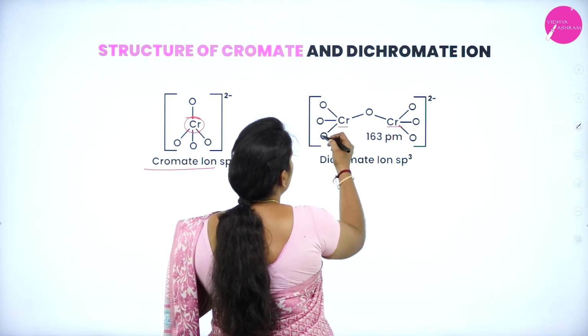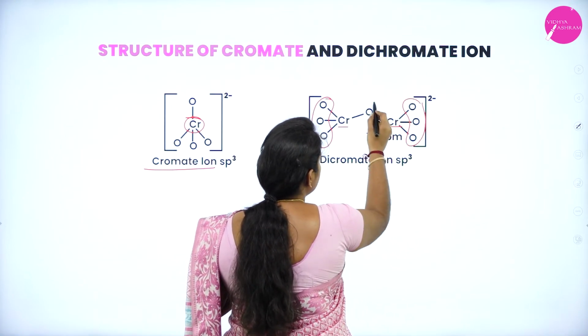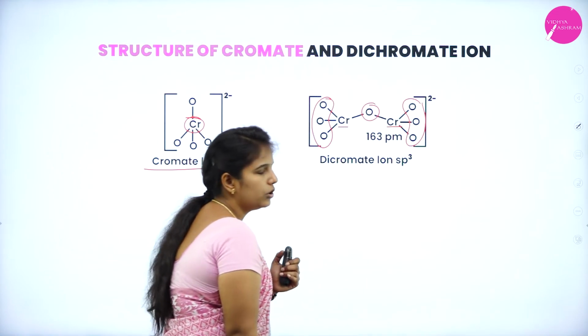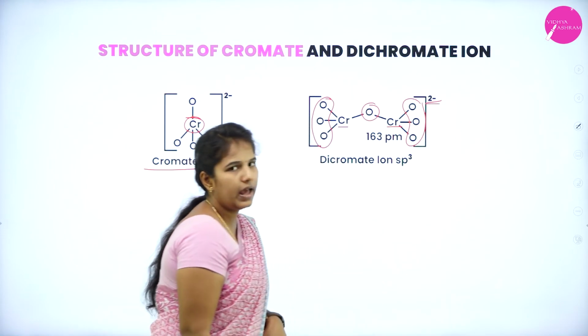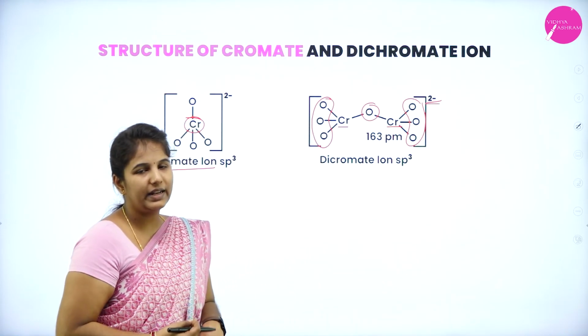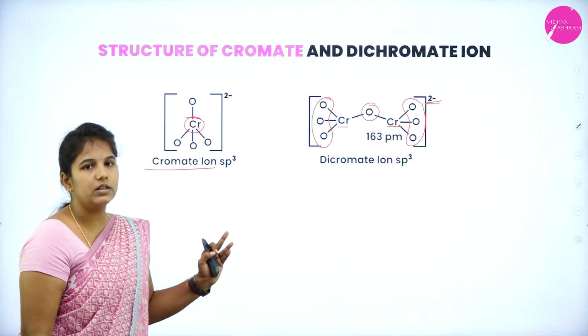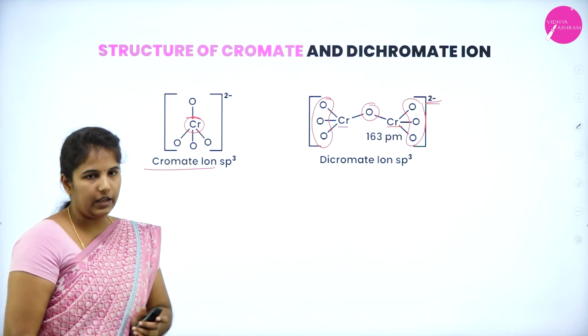If you're looking into the dichromate ion, you can see that it has 2 Cr, that is 2 chromium atoms, each surrounded by 3 oxygen atoms, okay. But you can see that the middle oxygen atom has been shared between the 2 chromium atoms, and it has 2 negative charges, okay. This is how we can easily remember the structure of chromate as well as dichromate.